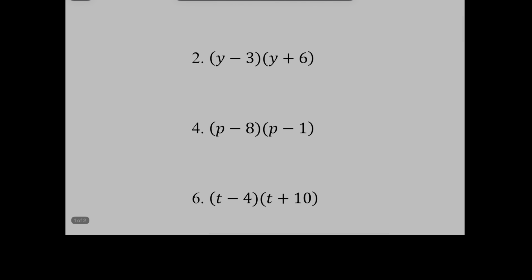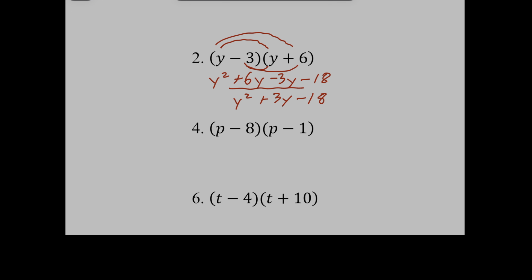Now I'm going to FOIL number 2. I'm going to go first, y squared, outer, positive 6y, inner, negative 3y, and my last, which is negative 18. I've got these guys to combine. I get y squared plus 3y minus 18.